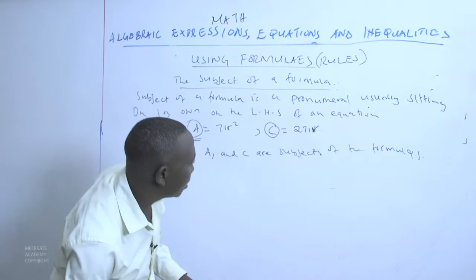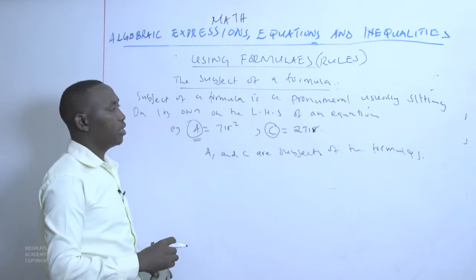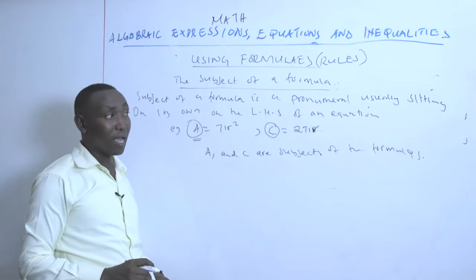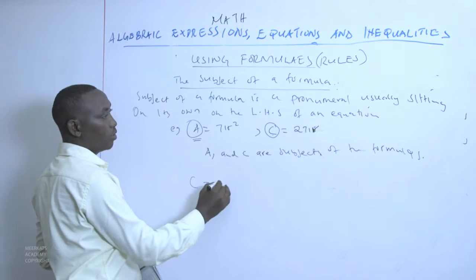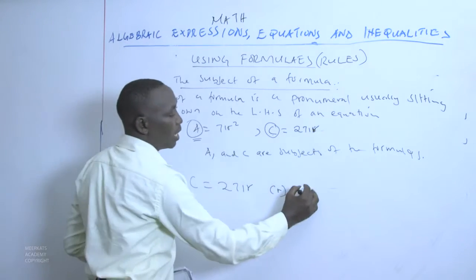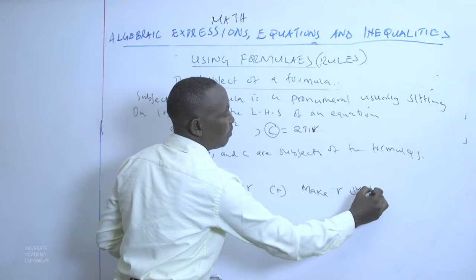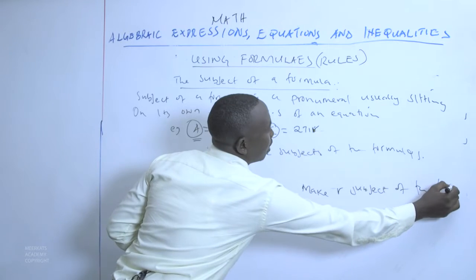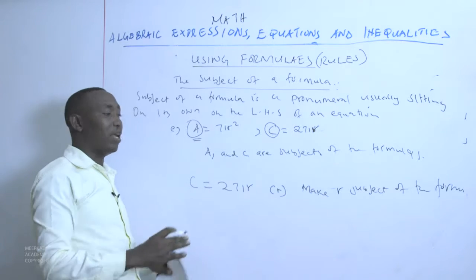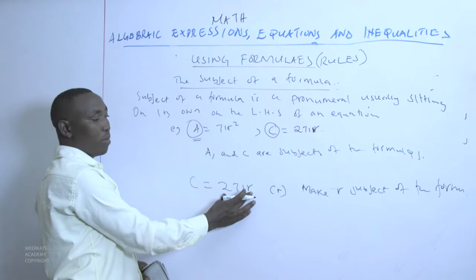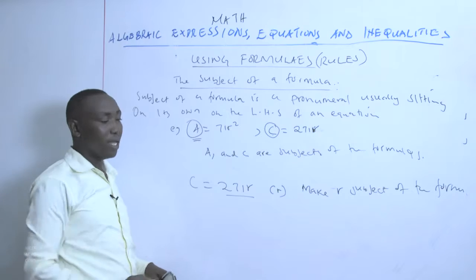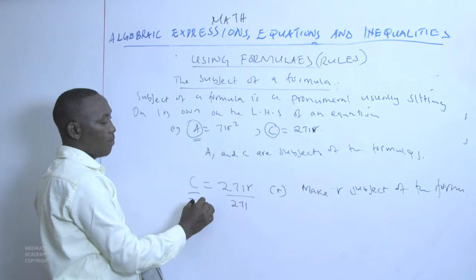Example. Now, it's important to note that sometimes you can be asked to make any of the pronumerals the subject of a formula. Like, for example, in this case, C is equals to 2 pi r. If you're asked to make r the subject of the formula, that means we must have r sitting by itself usually on the left hand side. So for us to make r sit on its own, we must eliminate 2 pi. And for us to eliminate 2 pi, you have to divide both sides by 2 pi.